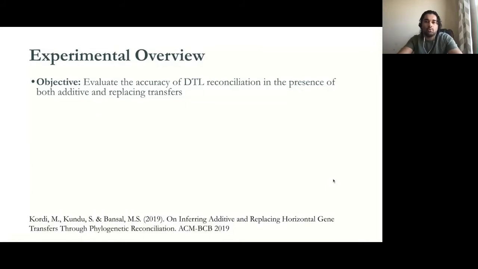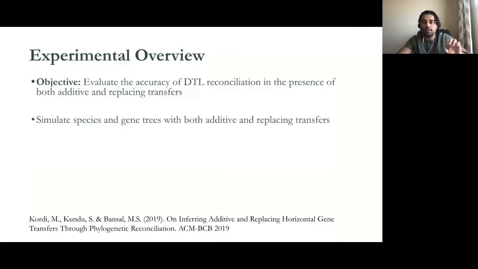So we will evaluate whether or not the DTL reconciliation framework, in the presence of both additive and replacing transfers, as simulated by our framework, can capture these evolutionary events, which is, can it capture the duplication, transfer, and loss instances without distinguishing between replacing and additive transfers? Can it still capture the positions of those different events within the tree, and whether or not those evolutionary events are labeled appropriately, like just transfers or duplications or losses?